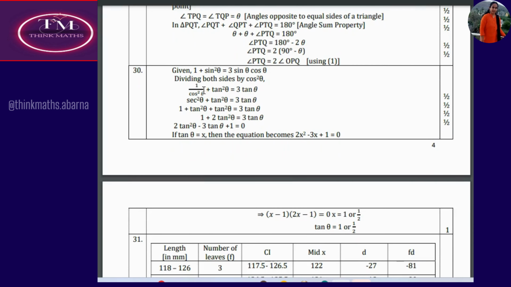Now in the same way, for this trigonometry, 1 plus sine square theta, its marking scheme is given here. If you find out the value of theta, you will get 1 mark here. So totally you will get 3 marks.